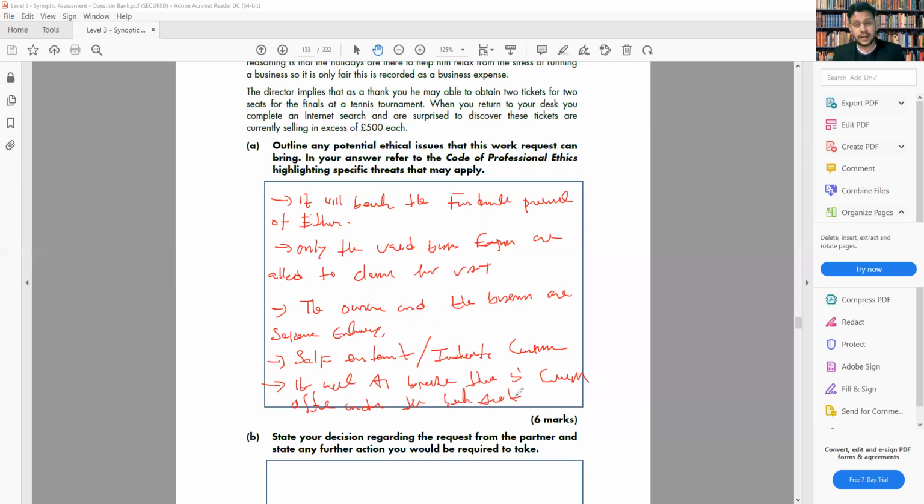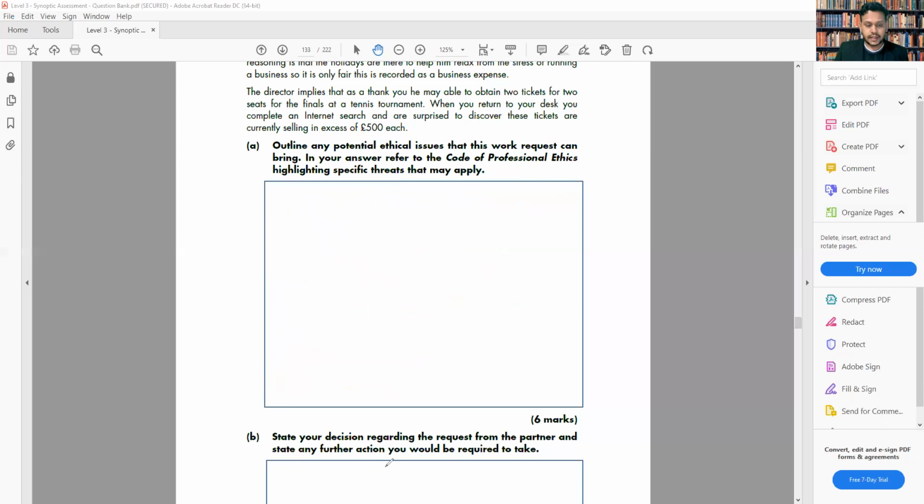So all these points you have to explain. There are 6 marks, so try to explain the 6 points, and it will give you 6 marks in the exam. But as I said, you really have to practice a lot in order to get full marks in the writing question. All right, let's move to the next one, number B.